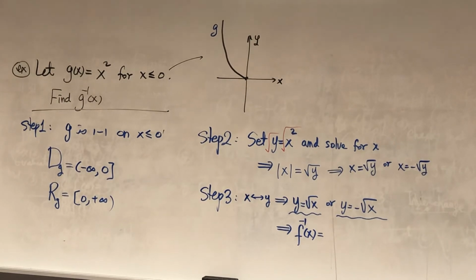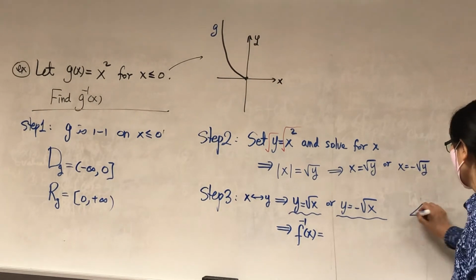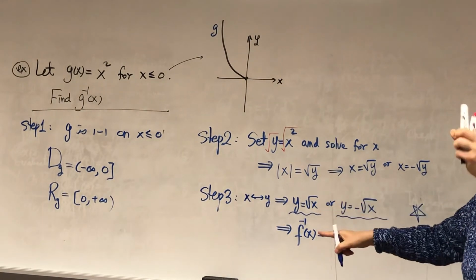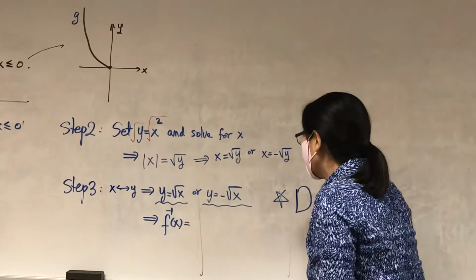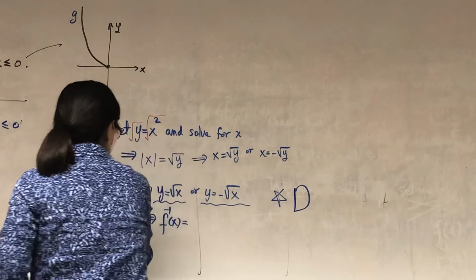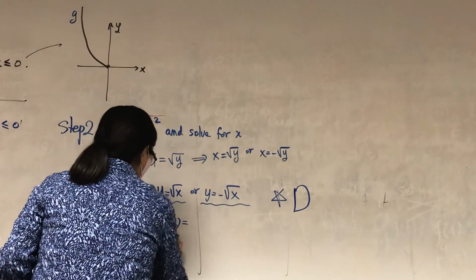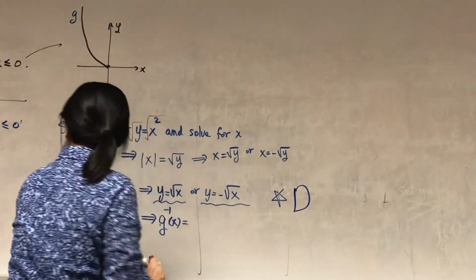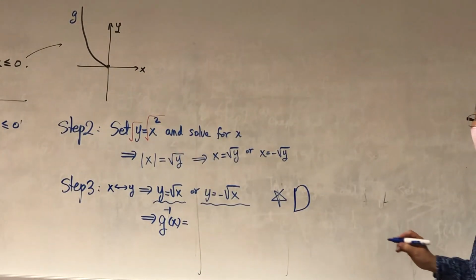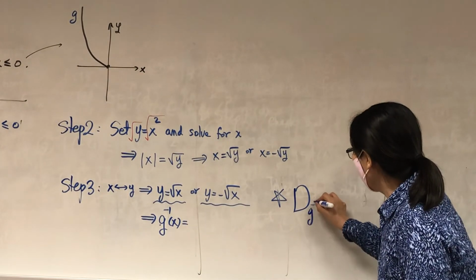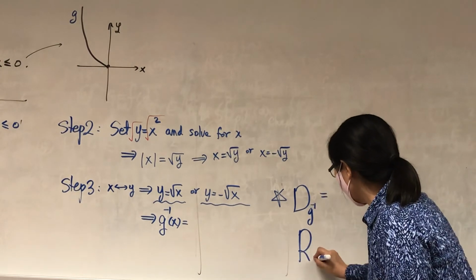How do you check? Here is my message. When you check which one is the right one, you have to think about the domain of g. My function name is g. What is the domain of g inverse? What is the range of g inverse?